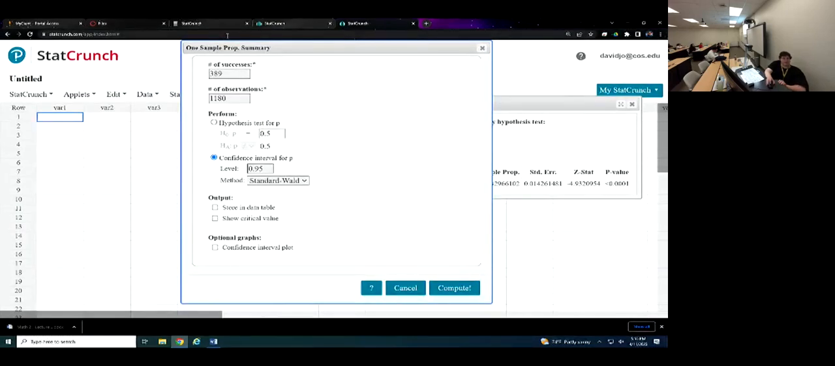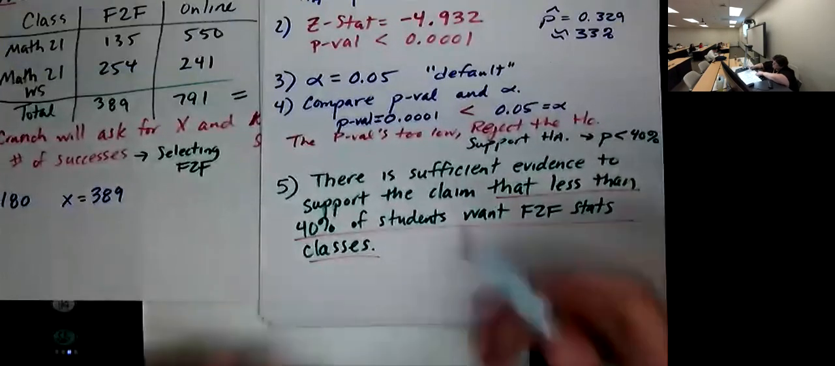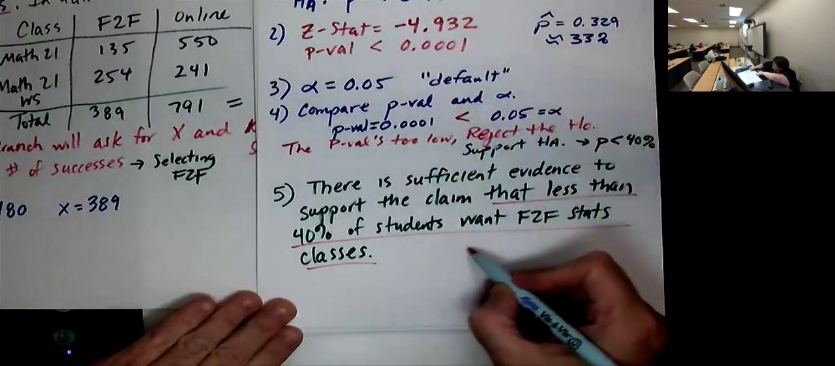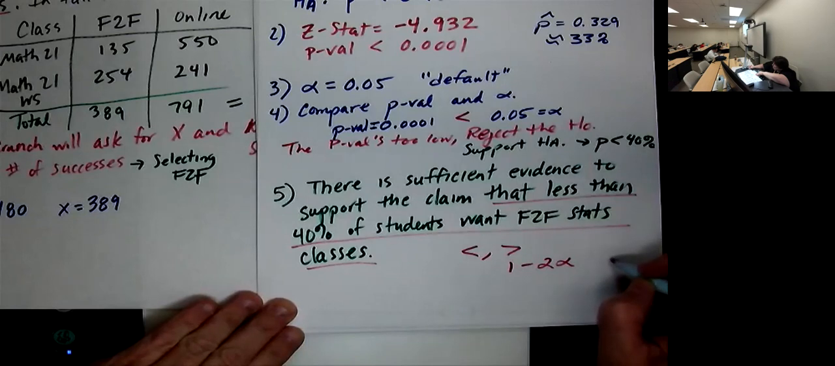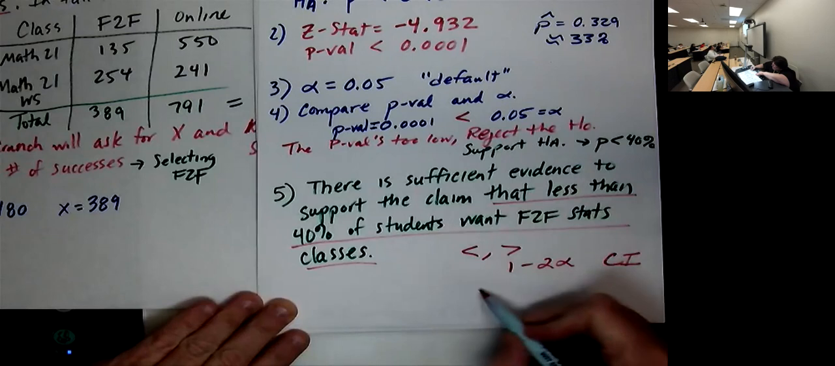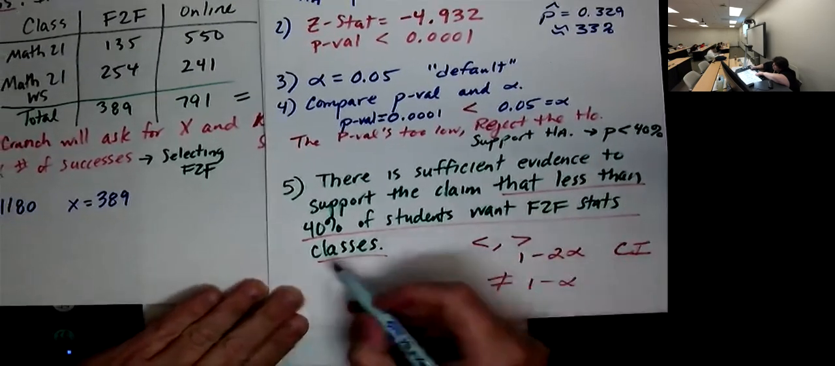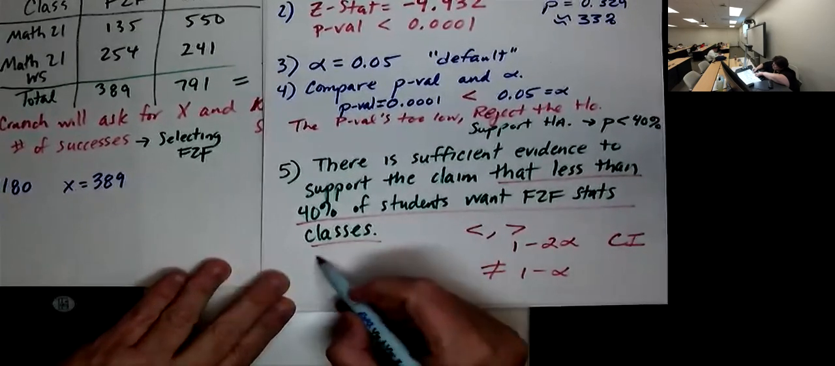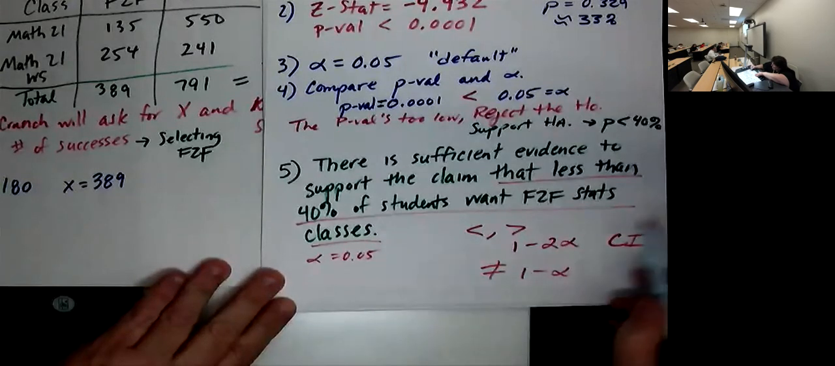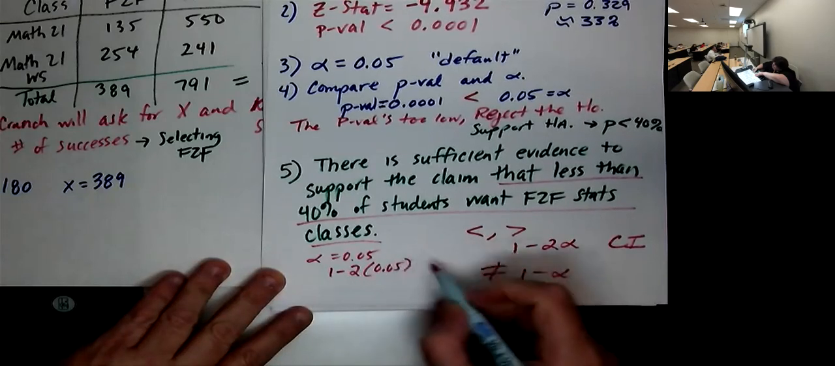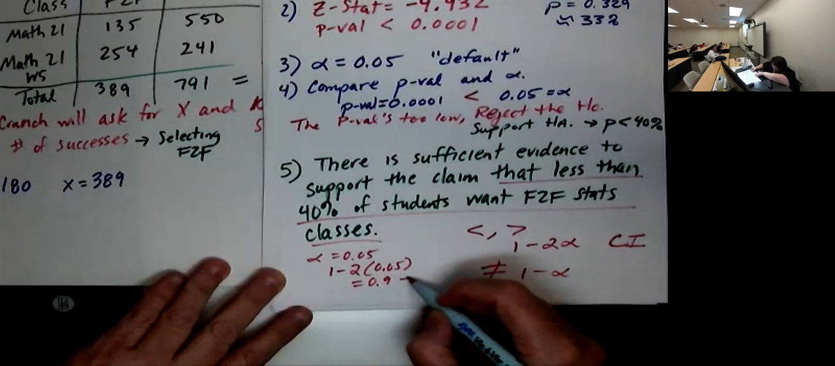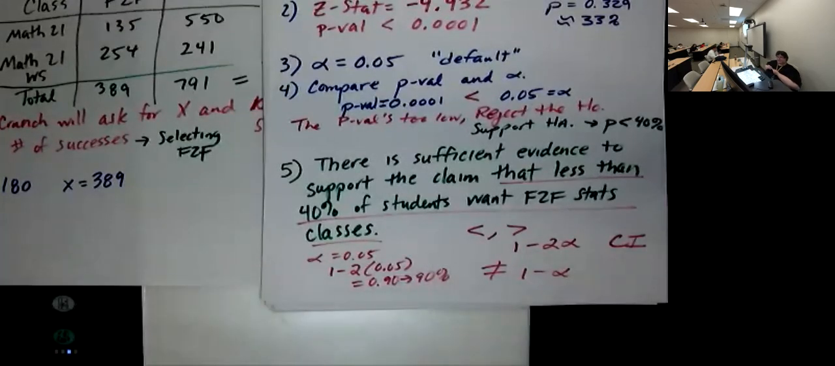It's relentless. Okay. I think this part is a little bit easier to say when I'm over here where you can see what I'm writing. When we have less than or greater than, we do 1 minus 2 times alpha to get our confidence interval level. When it's not equal to, we just do 1 minus alpha. So alpha here was 0.05. And I'm doing less than, so I'm under the 1 minus 2 alpha thing. 1 minus 2 times 0.05 gives me 0.9 or 90%. That's what I'm going to put in for my confidence interval right now in StatCrunch.